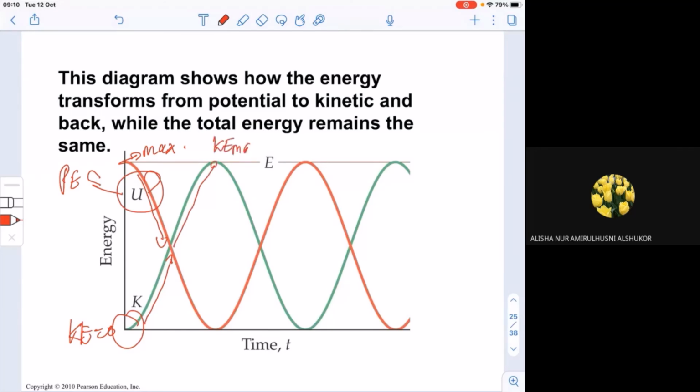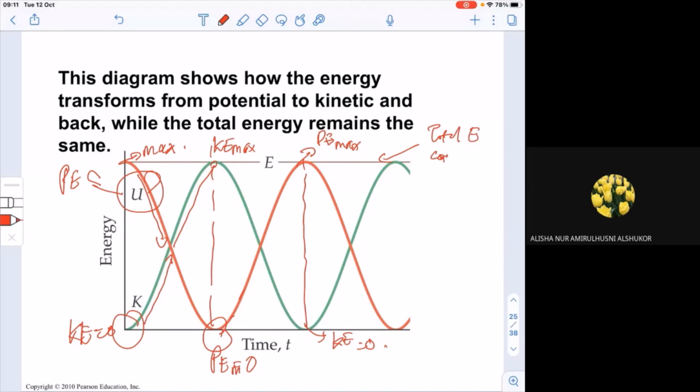So this is the kinetic energy maximum. At this point, you can see that the potential energy is zero. And then the process repeats. It gains back the potential energy until it reaches this point, PE maximum, and at that particular point the kinetic energy drops to its lowest level, minimum or maybe zero. The process keeps going on again and again. So this is another sinusoidal graph. What is important here is that the total energy cannot exceed this level here.